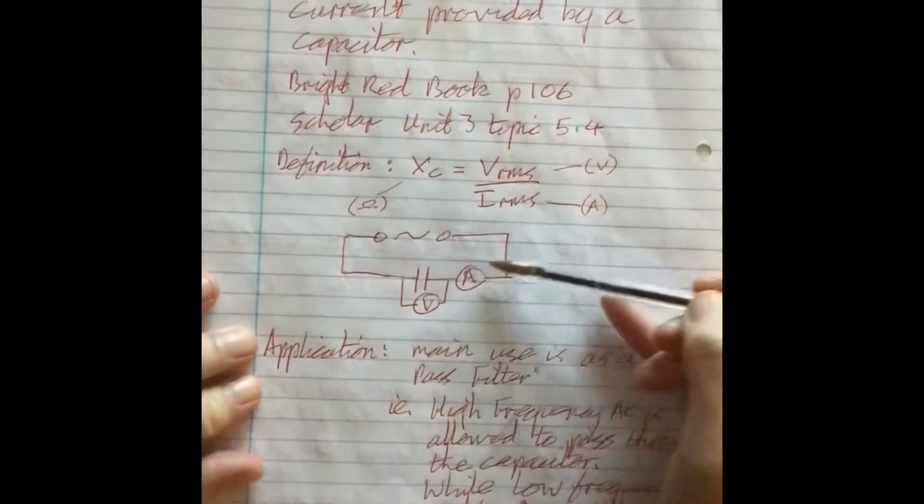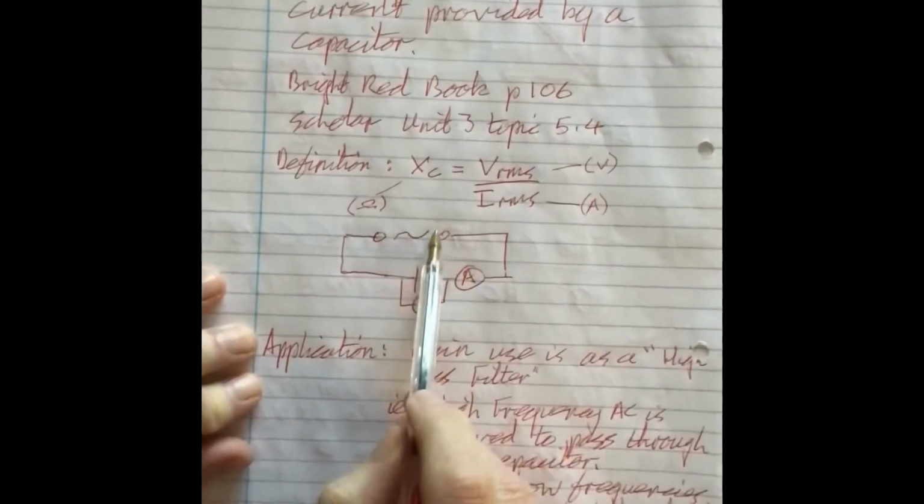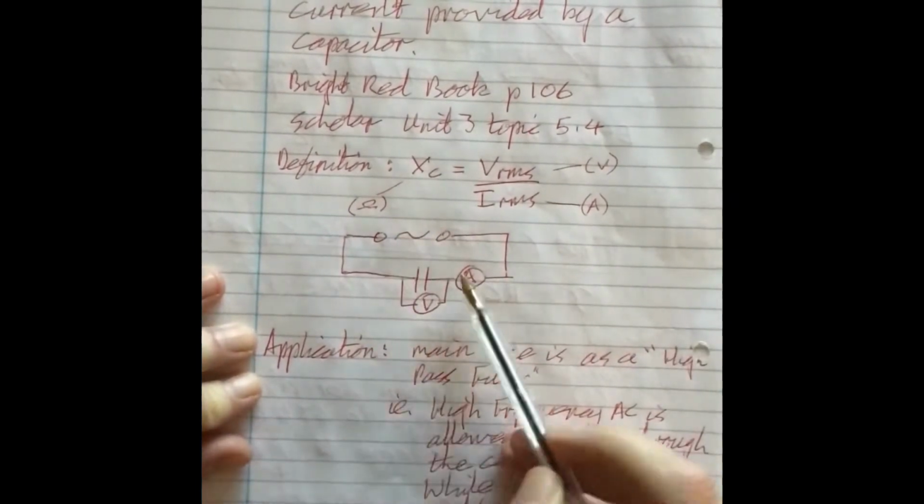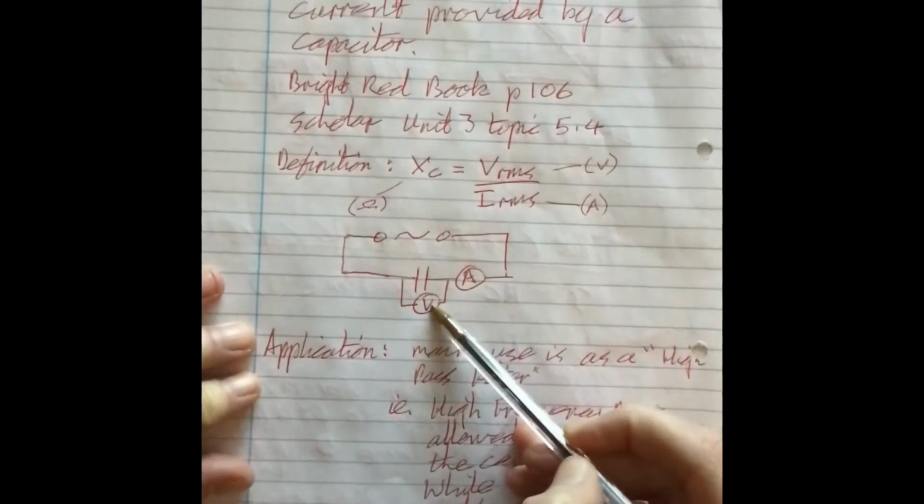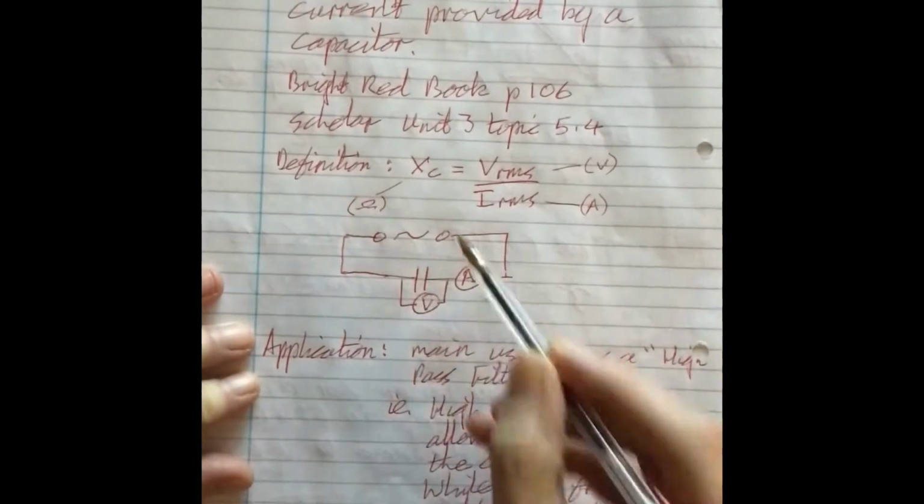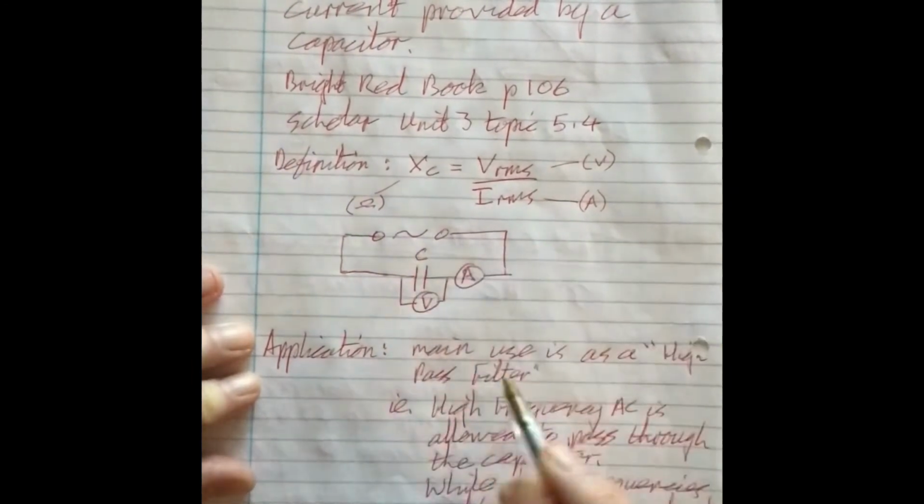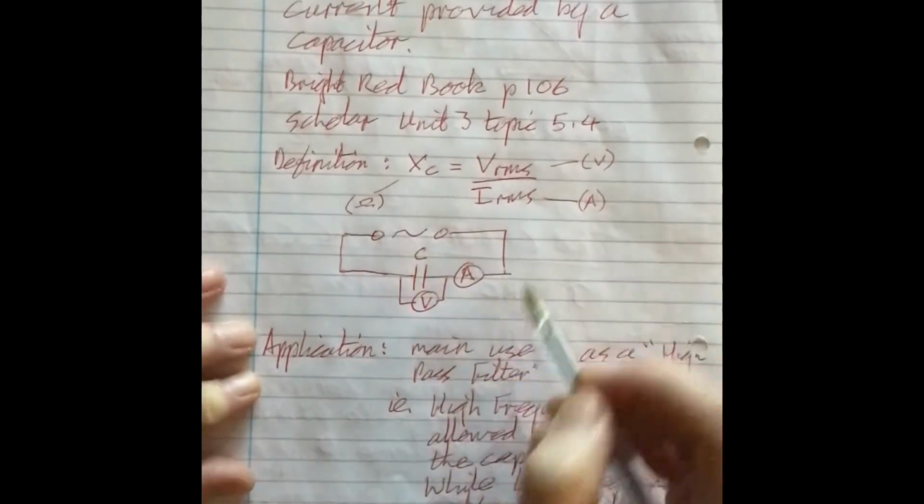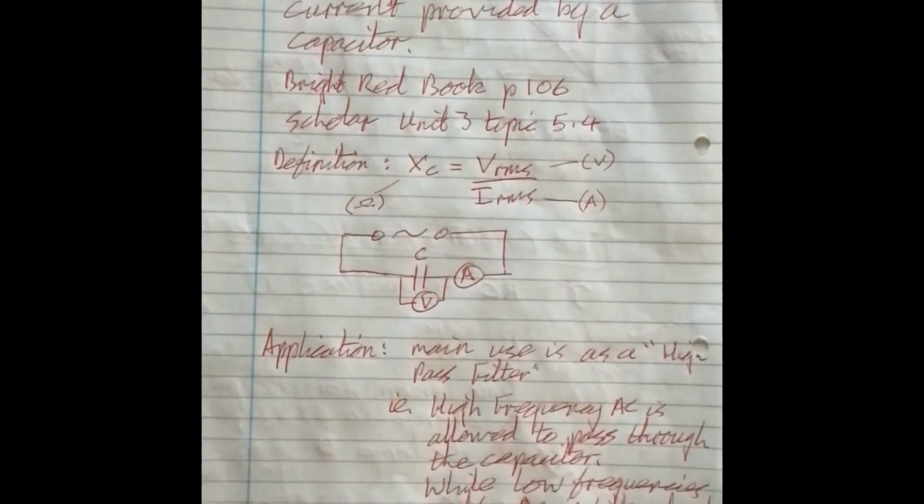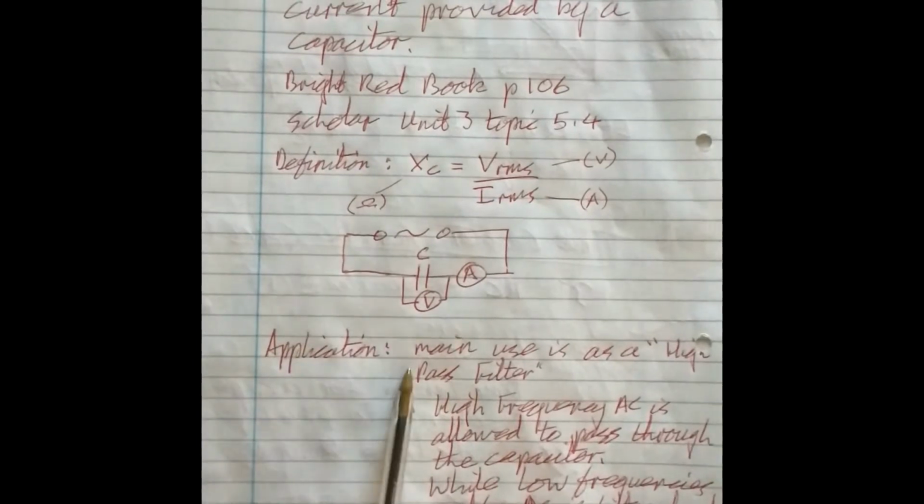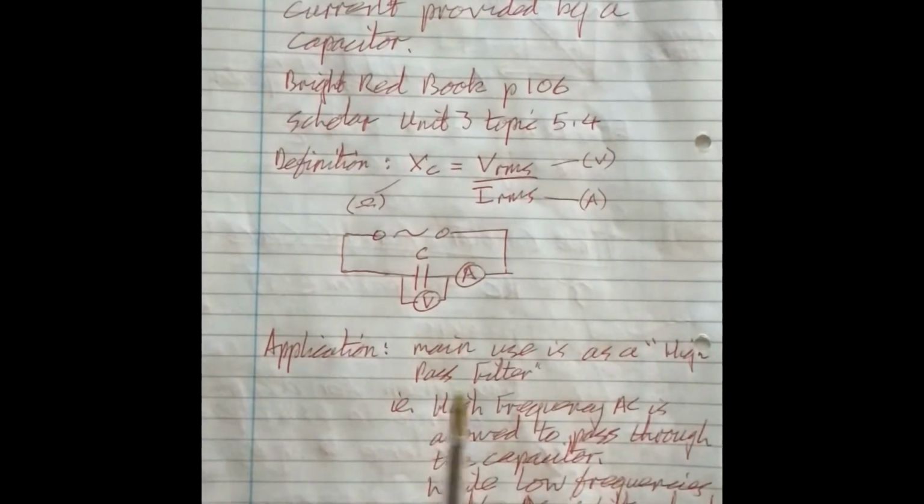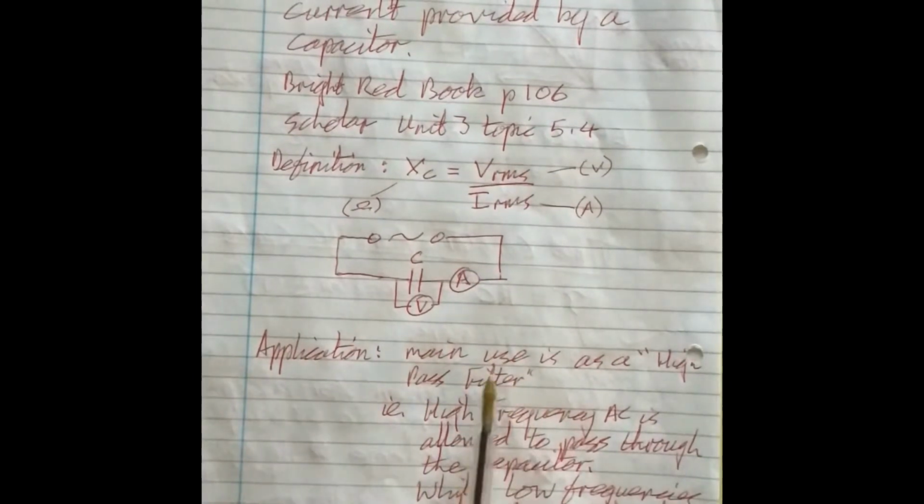This is the circuit that I was describing earlier. We have an AC supply, an AC ammeter, an AC voltmeter, and a capacitor, with the voltmeter across the capacitor, the ammeter in series, naturally as it would be. The main application, as we said, is to create an item called a high-pass filter, and what that does in electronic circuits is eliminate low-frequency signals and DC signals.